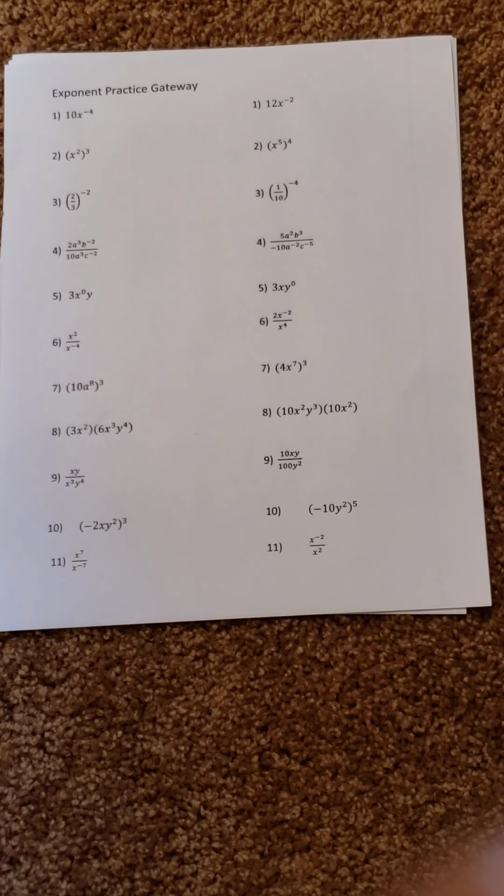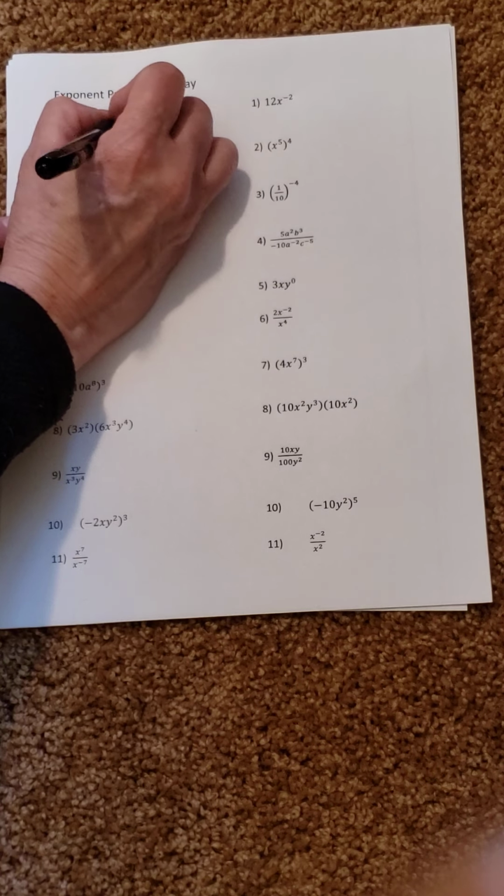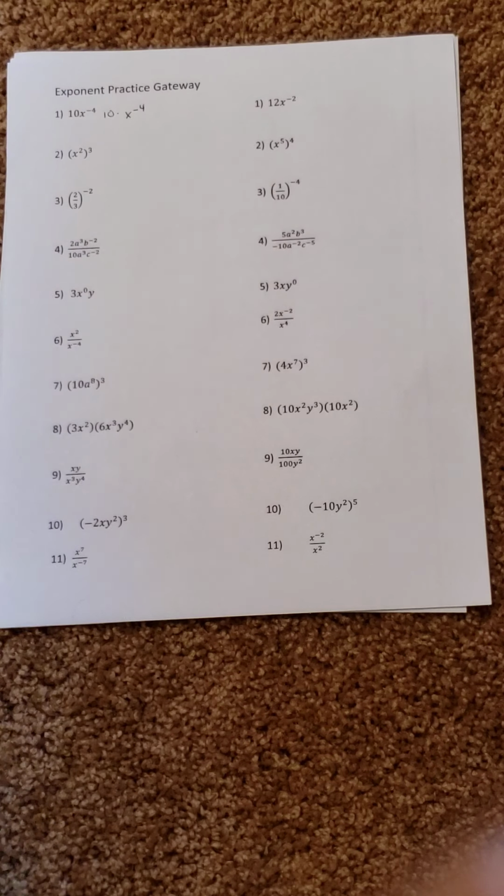Take a look at that. I see 10x to the negative fourth. The skill we're looking at here is to make sure that we can say 10 times x to the negative fourth and understand those are two separate terms. Now remember negative exponents. Exponents multiply things over and over and over again. Negative exponents are the inverse, so they divide things over and over and over again.